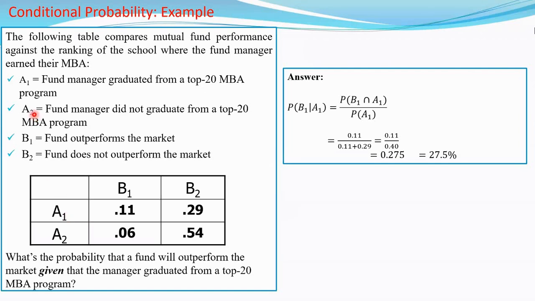So there are four events we define. A1: the fund manager graduated from a top 20 MBA program. A2: did not graduate from it. B1 is outperforming the market, and B2 is not outperforming the market. These B1 and B2 are complement events. Similarly, A1 and A2 are complement events. Here, graduated from the top 20, not graduated from the top 20.